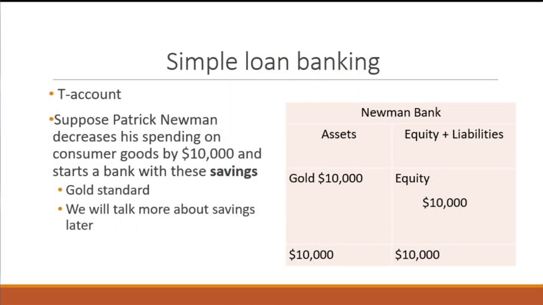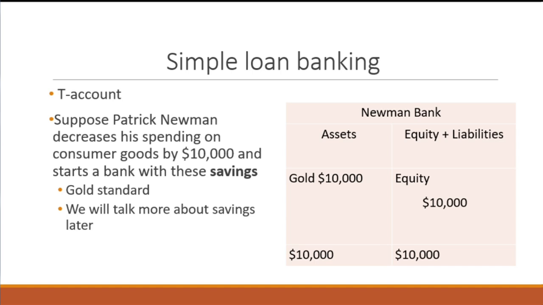On the asset side, I record gold at $10,000. And on the equity plus liability side, I haven't borrowed any money, so my equity, my net worth, is $10,000. So $10,000 equals $10,000. Okay, we're good. No one's cooked the books. I'm doing good so far. But of course, this isn't the end of the story.